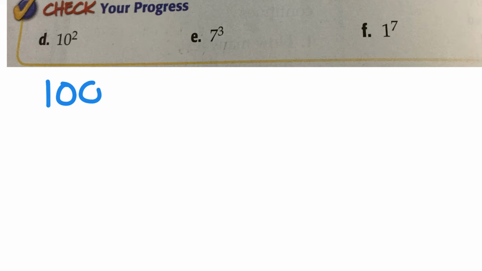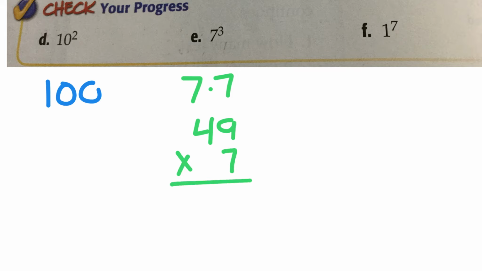Okay, next one, E. Pick a number, 1 through 6. The answer is 2. Pick a number, 1 through 2. It's 1. Okay, 7 to the 3rd. Alright, I did 7 times 7, you got 49, and 49 times 7, you got 343. Yeah. Okay, so 7 times 9 is 63. Carry a 6. 7 times 4 is 28. 28 plus 6 is 34. 343. Very good. Any questions there?